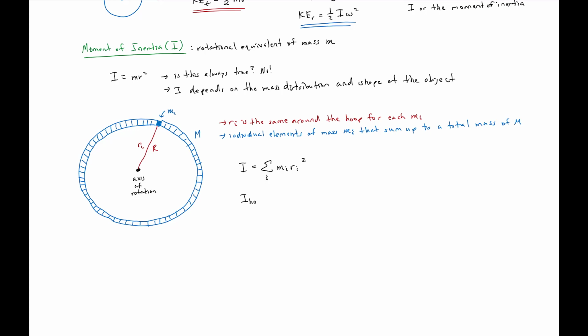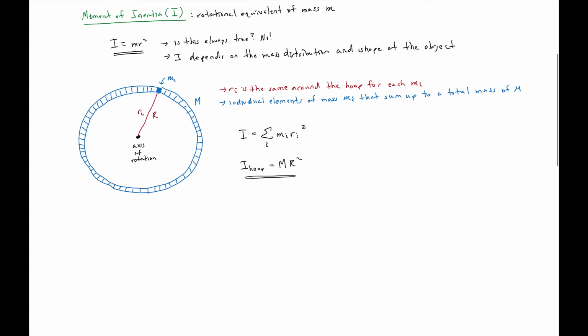So in the case of I hoop, our total mass is going to be m. And we also know that the distance away from the axis of rotation, which is the center of the hoop, is capital R, so Ri is the same for each small element. So for a hoop, the moment of inertia is mr squared. So this is the same as this, because it's the simplest case.